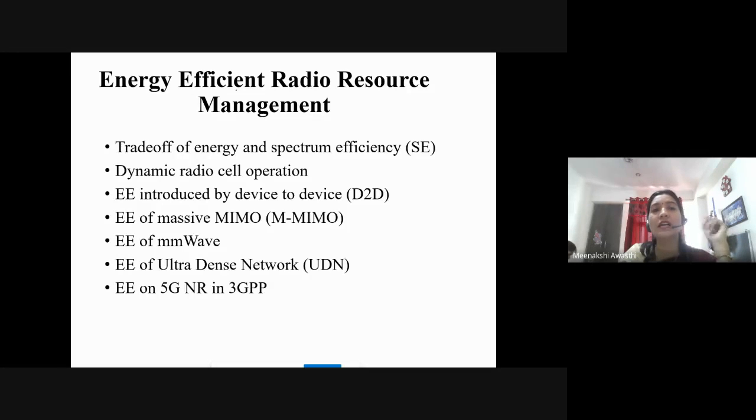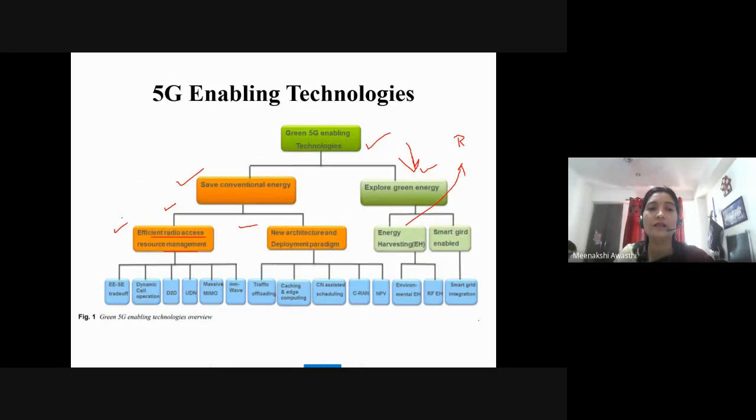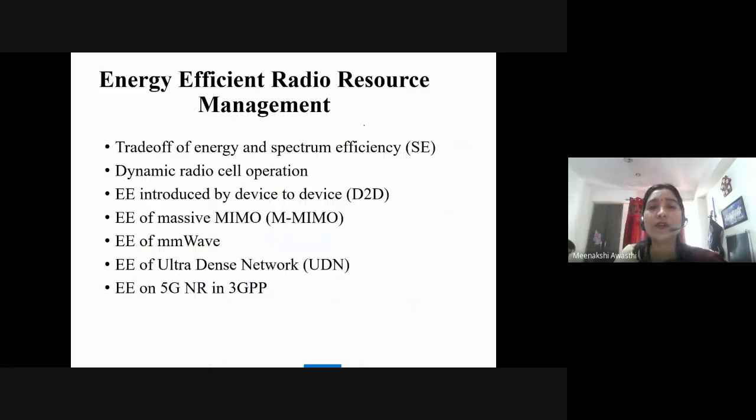So first let me start with the energy efficient radio resource management. As you can refer to that picture, this is the first way. Energy efficient radio resource management can be performed by, first, the spectral efficient.